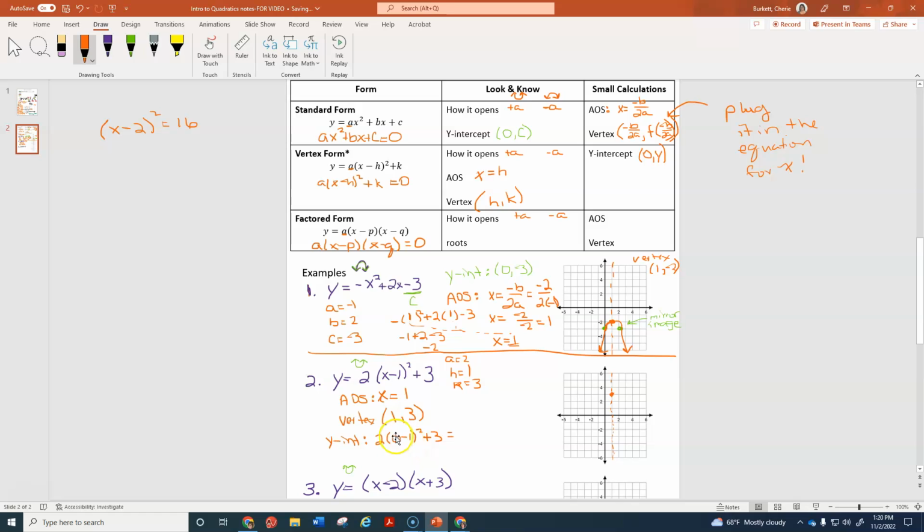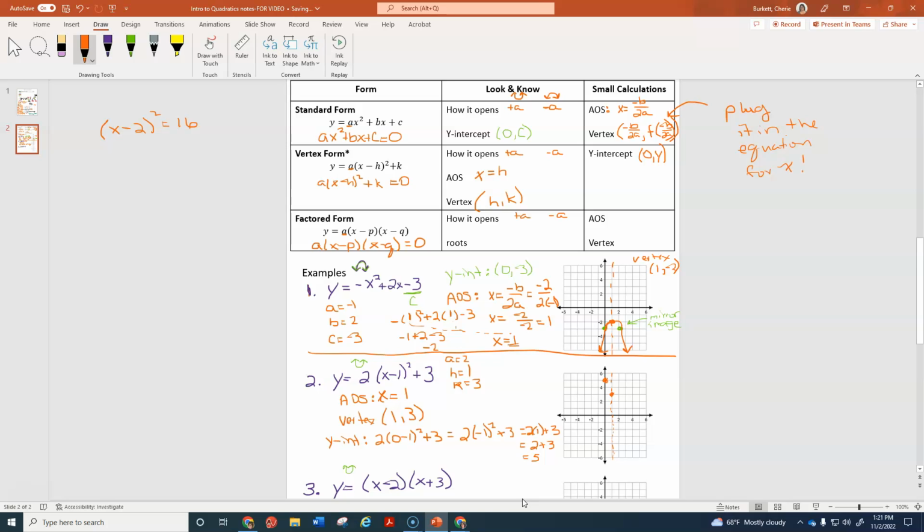You're going to have to follow the order of operations. The order of operations says that you do parentheses first. So 0 minus 1 is negative 1. Negative 1 squared is negative 1 times negative 1. That's a positive 1. Positive 1 times 2 is 2. I do these in steps. That becomes 2 times 1 plus 3, and that becomes 2 plus 3, and that becomes 5. So that means I have a y-intercept at 5.